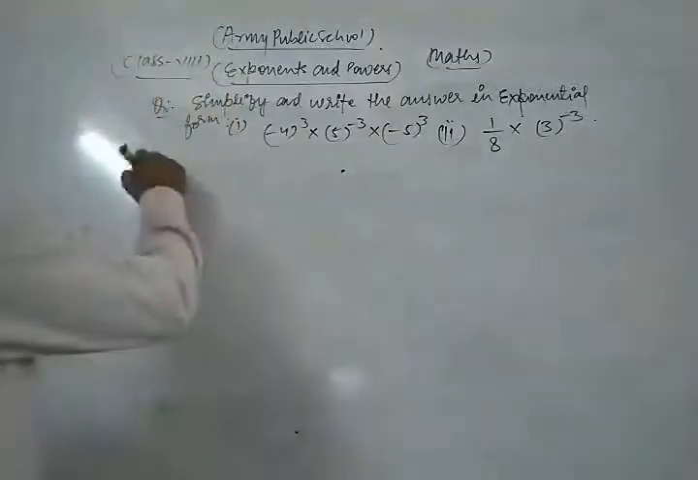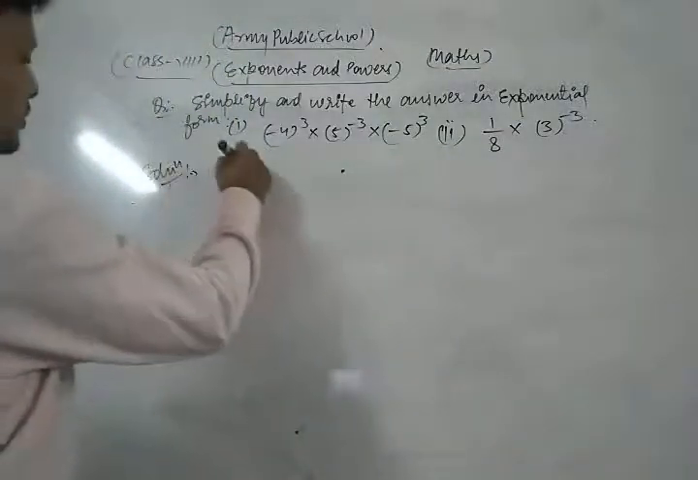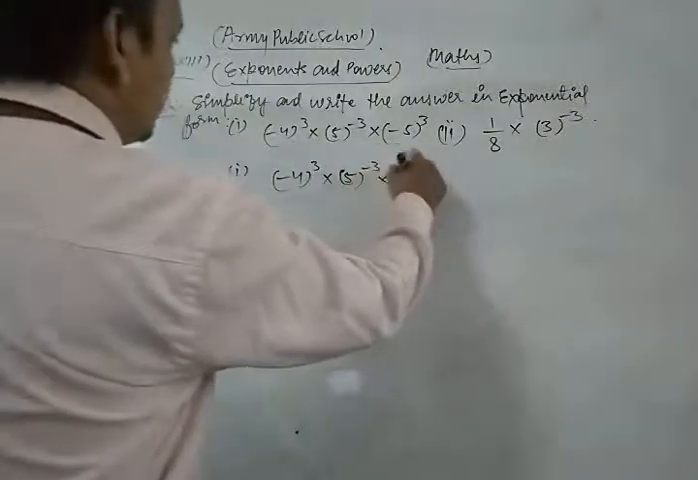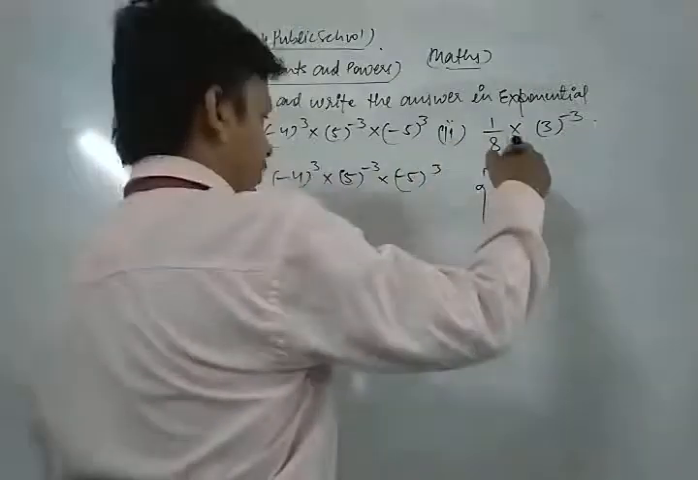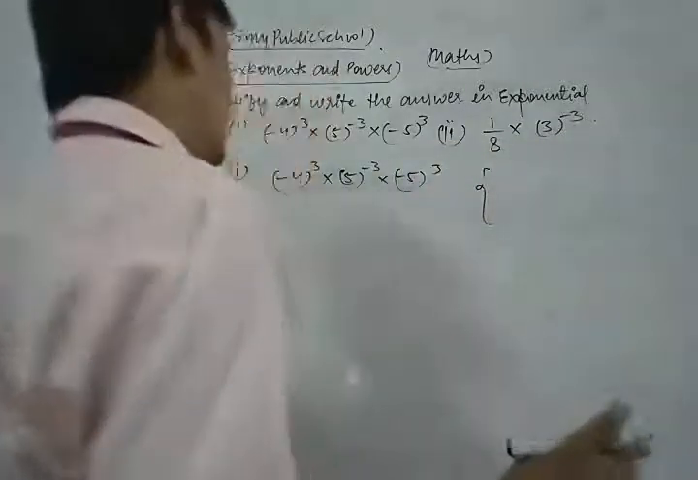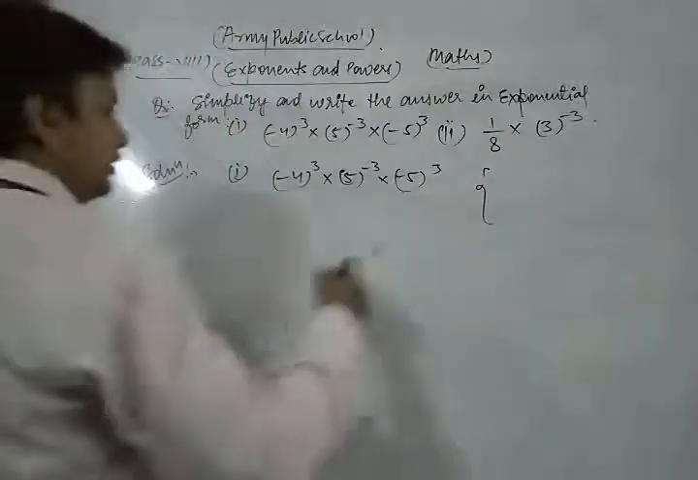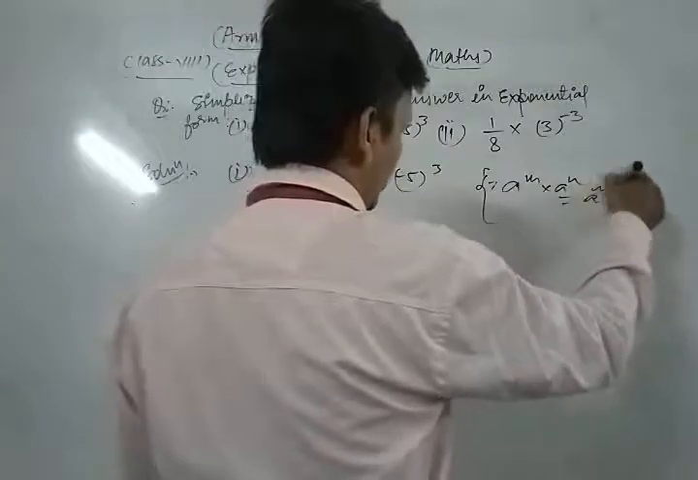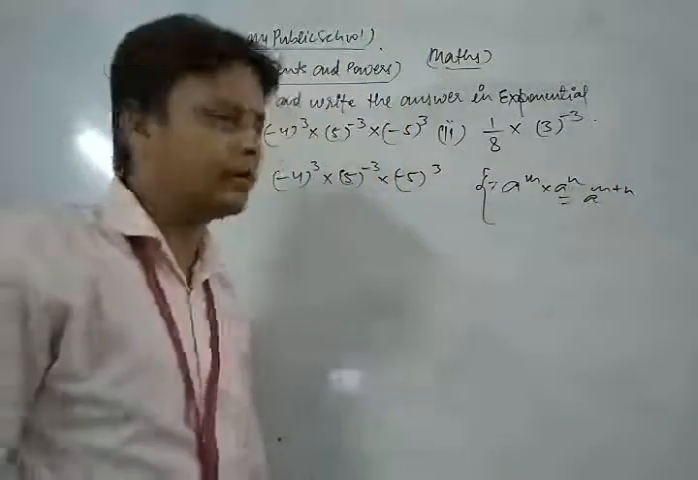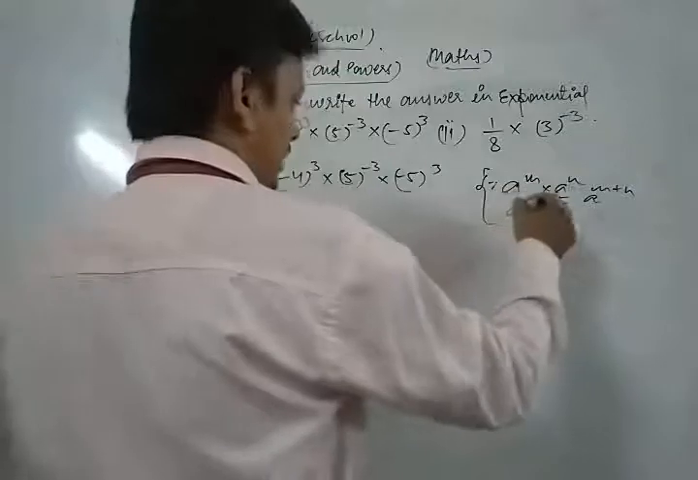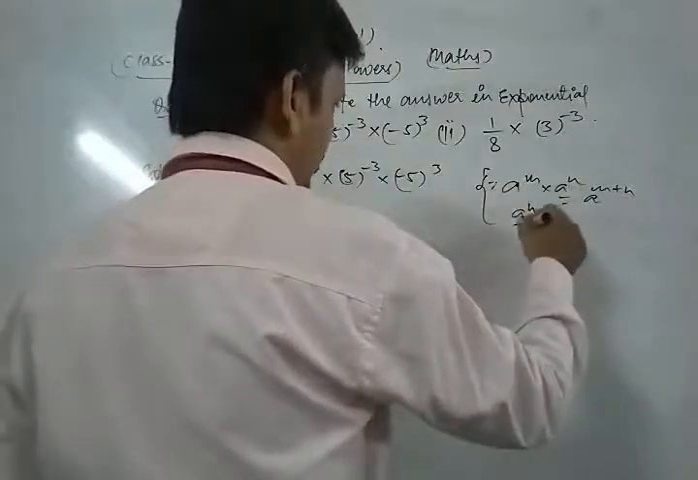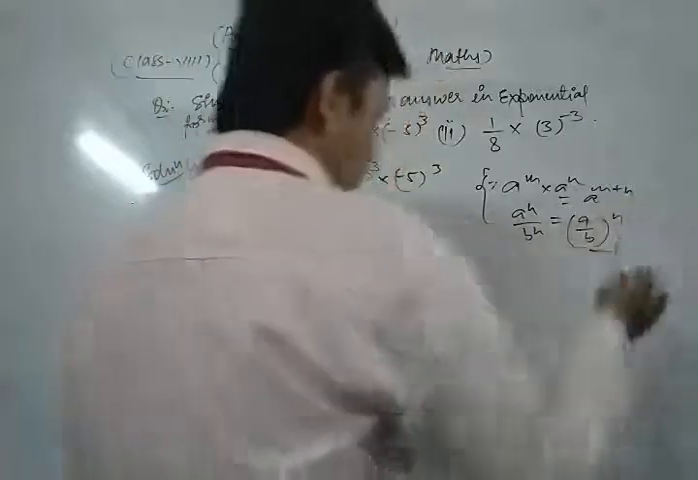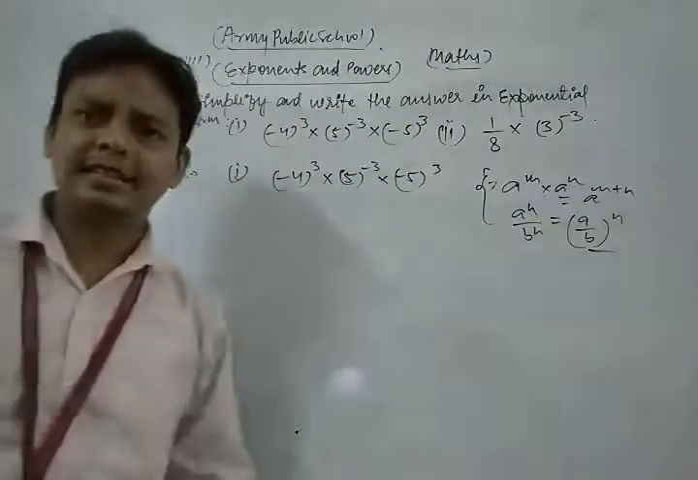Let's see the solution. First of all, we take the first part of this question: minus 4 to the power 3 into 5 power minus 3 into minus 5 to the power 3. Here we apply the laws of exponents. You know that a power n into a power n is equal to a power n plus n. This is a very common important formula. And also you know that a power n upon b power n, we can write as a upon b to the whole power n. This is also a very important basic law of exponents.